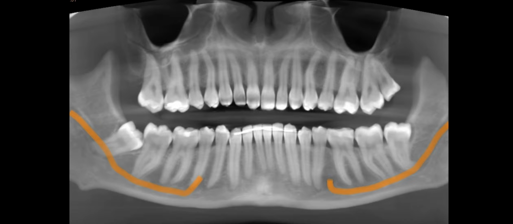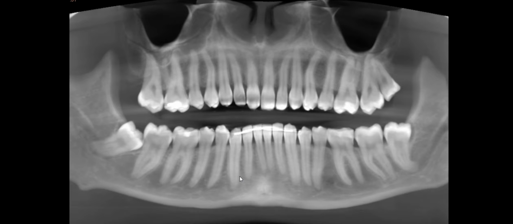And if we just toggle that, you can see that the root has a curve on it and is intimately related to that nerve canal, indicated by that dark area there. And on the other side, which is the patient's right side, you can see a similar thing, the nerve canal traversing and crossing intimately across the roots there. And if we just toggle that, you can see that in that area there.